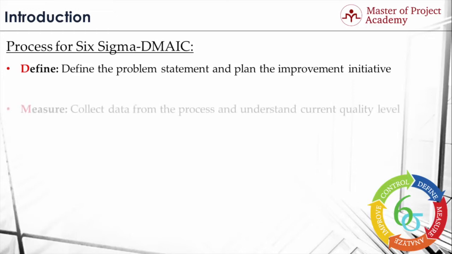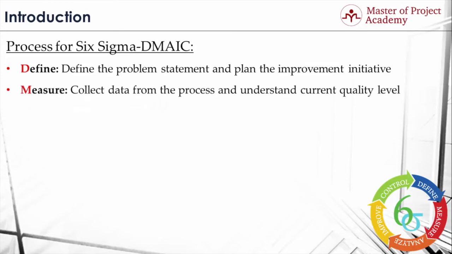The second phase is measure. This phase aims to collect data from the process and understand current quality level. The team measures the existing system in this stage by establishing valid and reliable metrics to help monitor progress towards the goal defined in the previous step. In other words, the team identifies what data is available and from what source. They develop a plan to gather it, do the actual data collection, and summarize it. In this phase, the team answers the question, how are we doing with the current process?